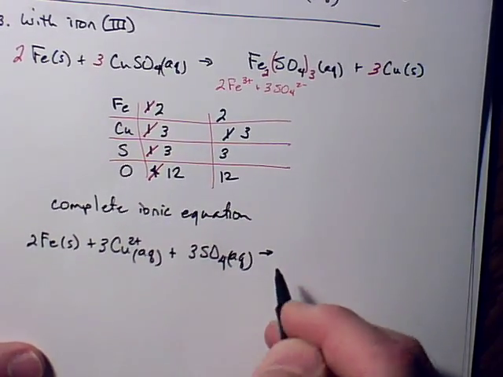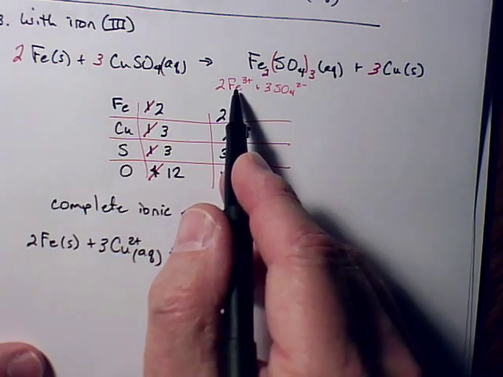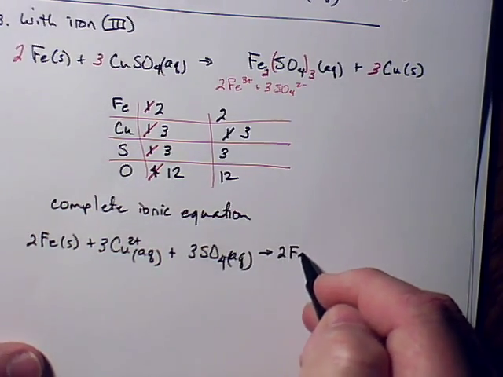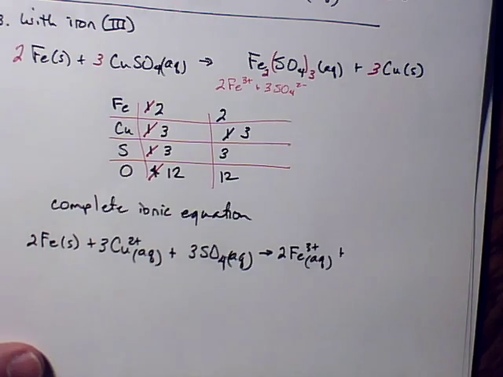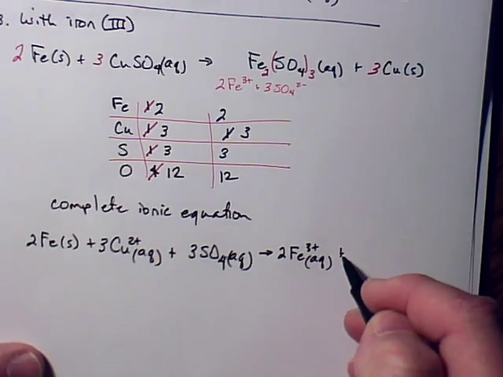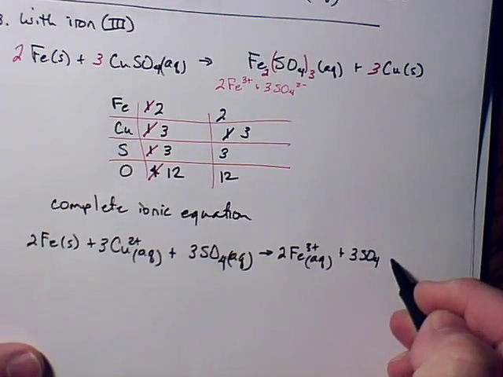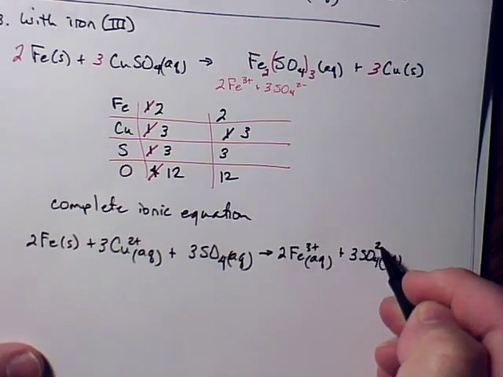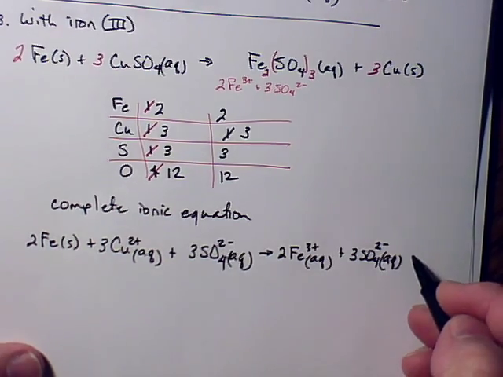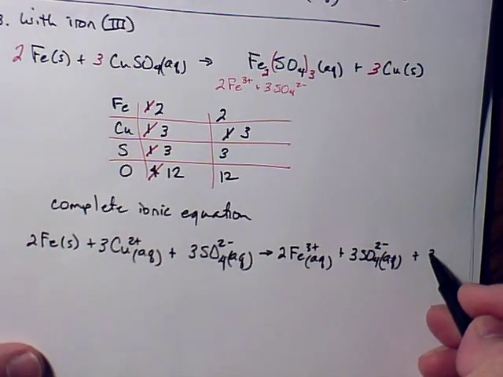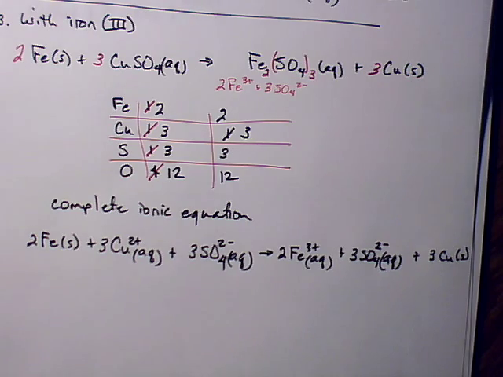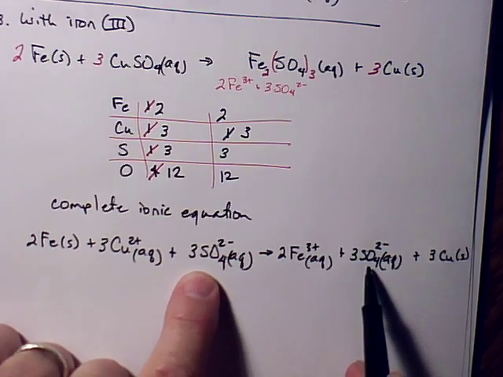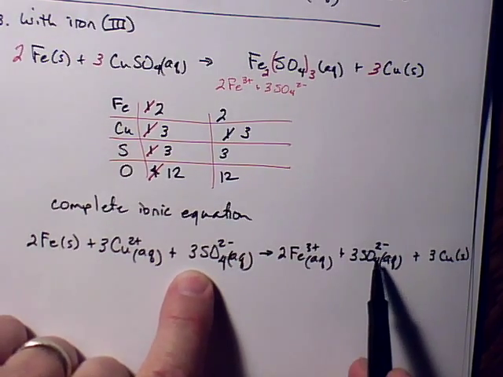Okay. Over on this side now, we're going to have 2 iron ions with a 3+ charge. And it's aqueous. We're going to have 3 sulfate ions, aqueous. I didn't put the 2 negative charge here. And then we've got 3 copper metals. Okay? And what we want to do is go through and take out anything that's exactly the same on both sides. It turns out to be the same sulfate ion, and I have exactly the same number here.